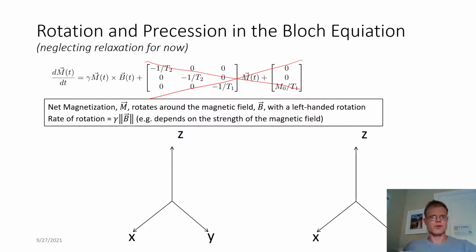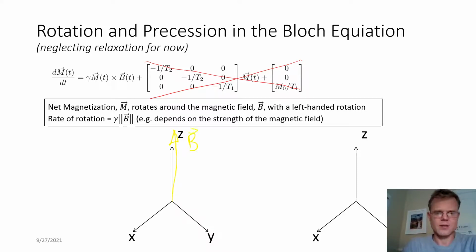I want to do here a brief example to illustrate, well, what if we just neglect the relaxation components of the Bloch equation. What this Bloch equation says, this cross product says, is that the net magnetization M rotates around the magnetic field B with a left-handed rotation, and the rate of rotation depends on the amplitude of the magnetic field.